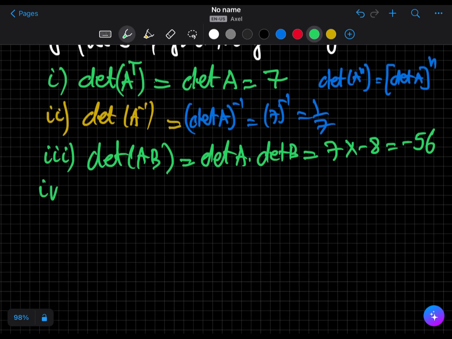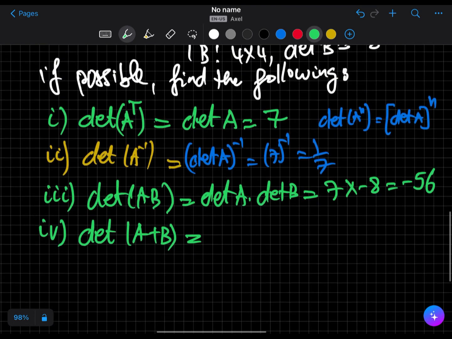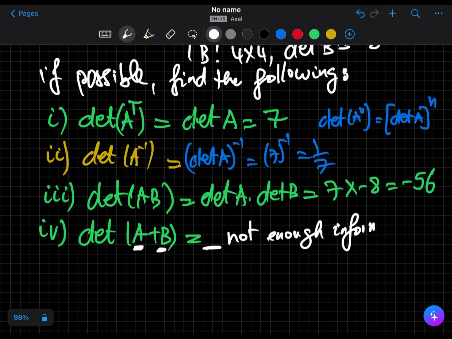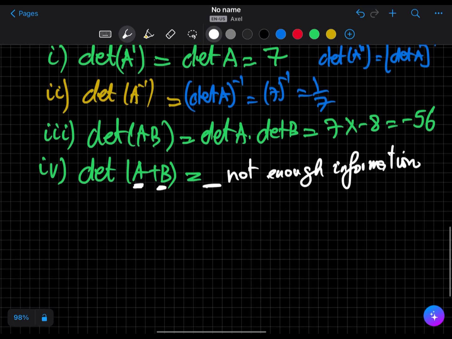Okay, so looking at the fourth case, I'm asked to find the determinant of A plus the determinant of B. Now this is a little bit tricky because all we have is the determinant of A and the determinant of B, and we can't give an answer to this question because we don't have information about the elements of the matrices A and B. So not enough information. We don't have enough information to answer this question.